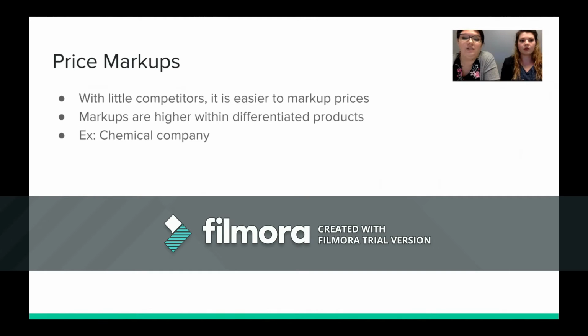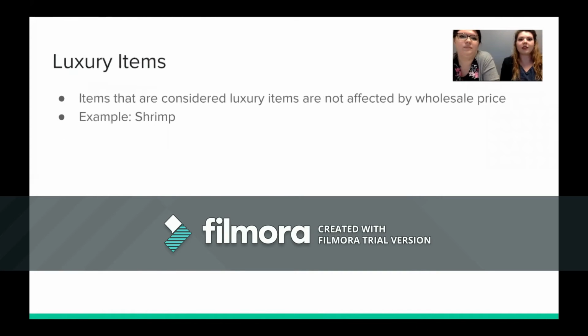Markups are easier to do within differentiated products because they have special features, so you can make the product a little higher. For luxury items, say shrimp is considered a luxury item and consumers are willing to pay for that. The strong perception of value allows retailers to maintain or increase shrimp prices despite decreases in wholesale costs.